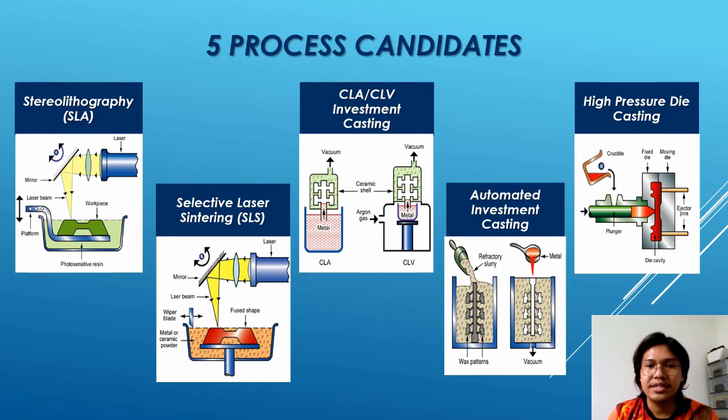The 5 process candidates that have been selected are the stereolithography process, the selective laser sintering process, CLA and CLV investment casting, the automated investment casting, and the high pressure die casting.